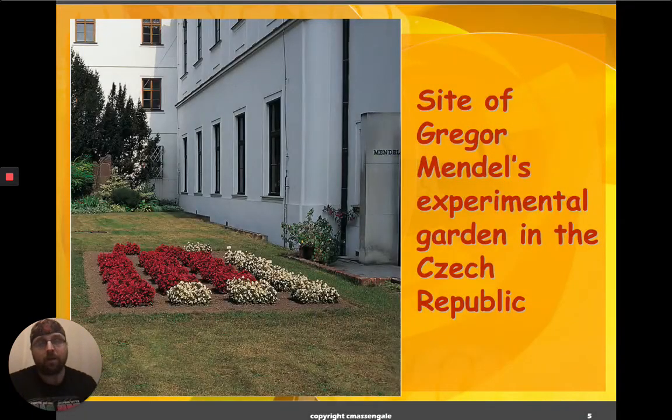If you ever get to go to the Czech Republic, there's Mendel's garden. It's still there, so you can check it out. You can see it's not very big. I can't imagine that's on any of your travel plans. No one's going to be heading on spring break to go see Mendel's garden, but it's still there. And if you ever get the opportunity, you can take a selfie and let me know, and you'll get extra credit.